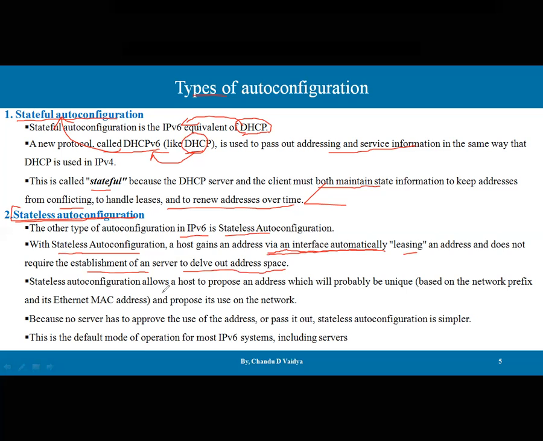The stateless auto configuration allows a host to propose an IP address which will probably be unique, based on the network prefix, let's say network A or network prefix B. In that particular network, that address will be unique, and the Ethernet MAC address, and propose its use on the network. So this is the uniqueness, because no server has to approve the use of addresses or pass them on. The stateless configuration is simpler, and this is the default mode of operation for most IP version 6 systems, including the server.